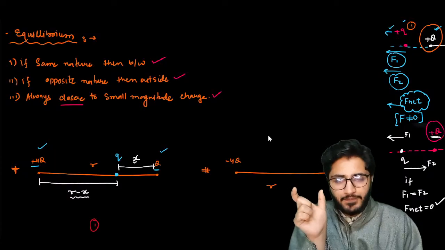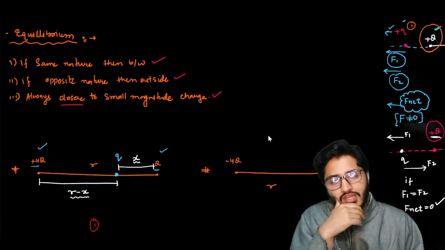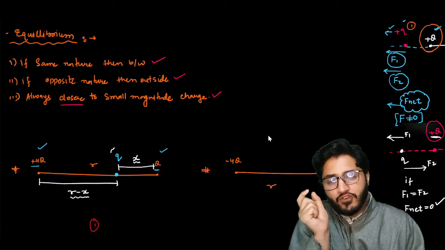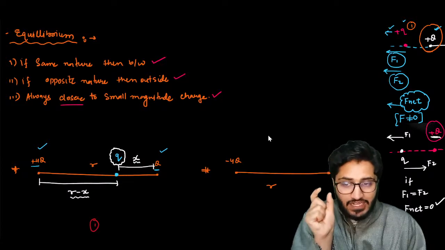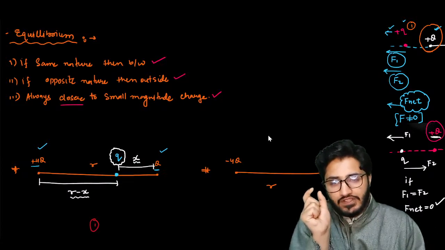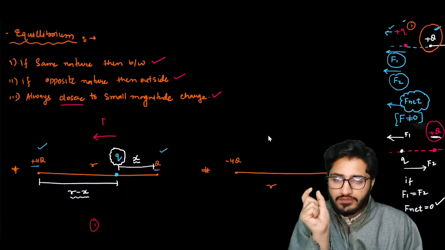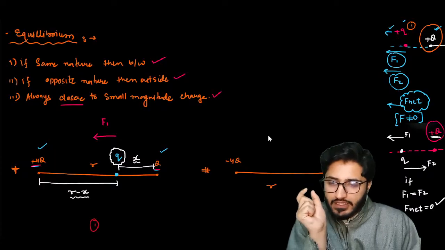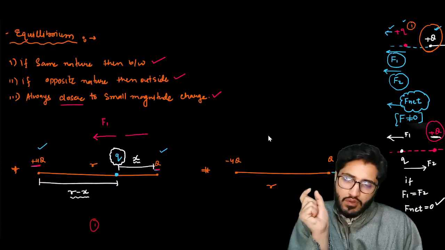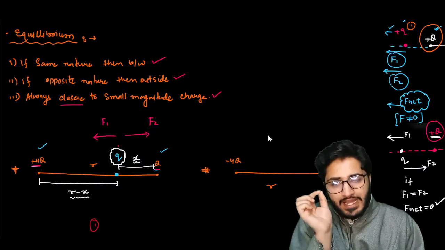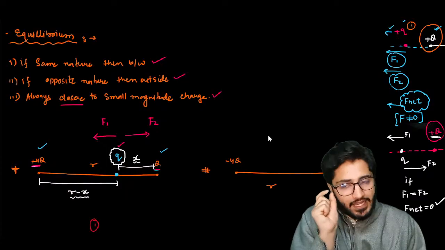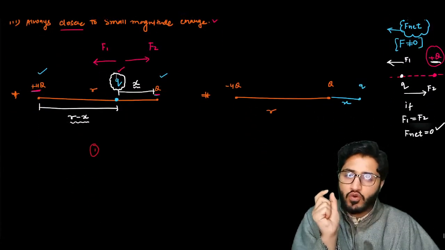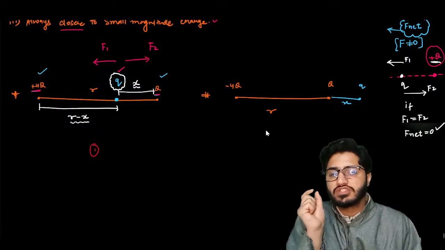R minus x, right? Okay, so the condition is my net force on this particular charge should be 0. How many charges are acting on it? Sir, I can see here if this is positive, this is positive, so there will be my force 1. Sir, this is positive, so there will be force 2. If we assume that at this particular point it is an equilibrium, my both forces' magnitude should be equal.